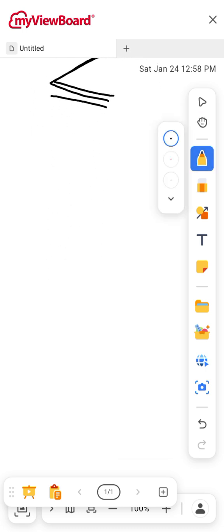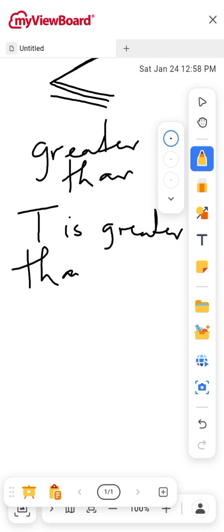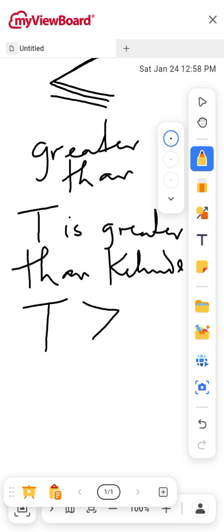Okay, let us talk about our greater than sign. If I want to say Tolu is greater than Kende, that will be Tolu greater than Kende. Are we together? Tolu greater than Kende. So this is our greater than sign.